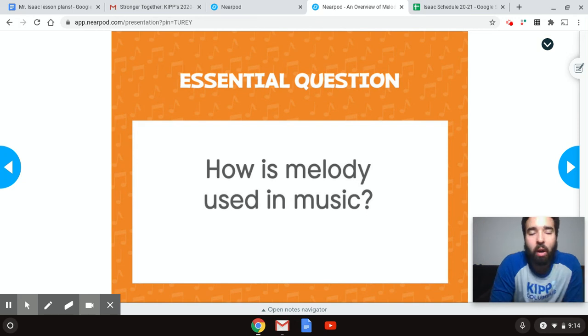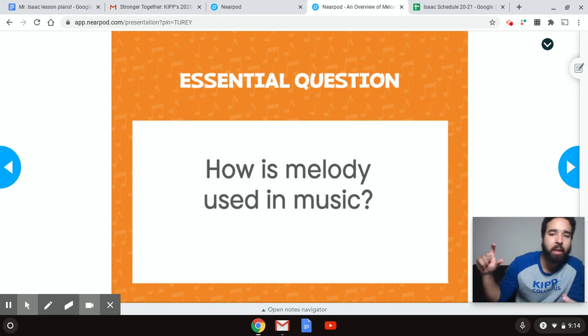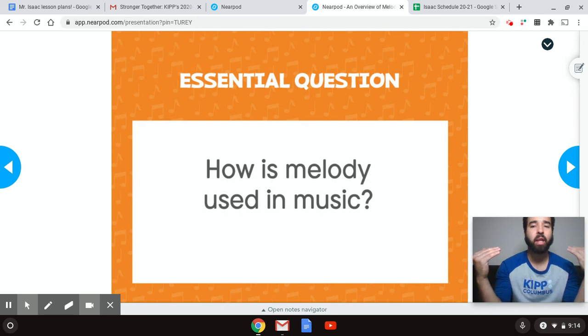So you guys have a little bit more help as you navigate these Nearpods. Okay. So again, our essential question: how is melody used in music? Okay, just think about that. How is melody used in music? So if you remember a little bit from Thursday, melody is the main part of a song. So if you're thinking of your favorite song right now, whatever you think of, if you sing it in your head, the main part of the song that you sing is the melody.